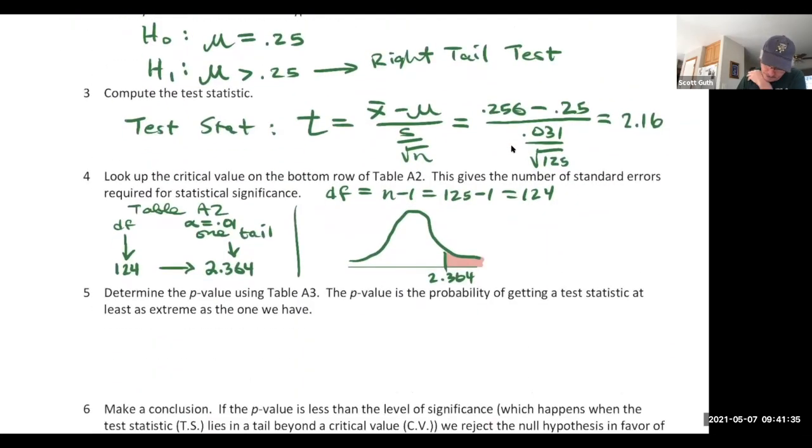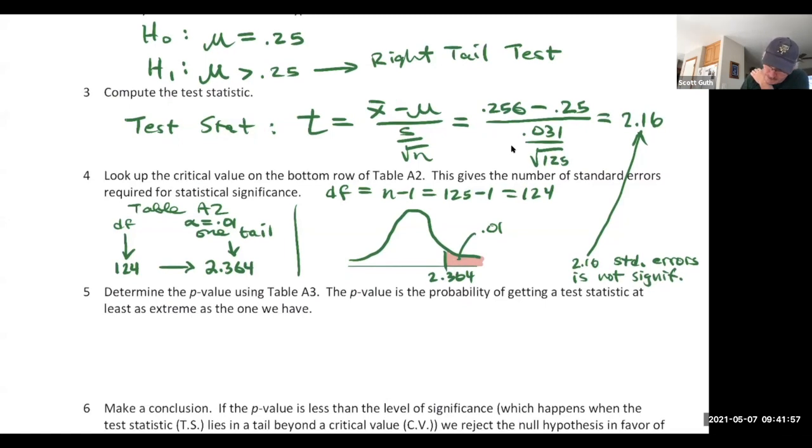Here we go. This is our alpha of 0.01. This 2.16 standard errors is not significant. I'll just abbreviate. Okay, so that is what we're getting from this critical value.